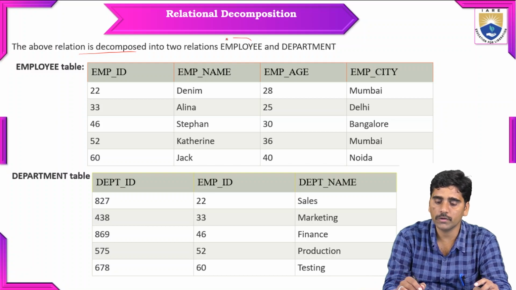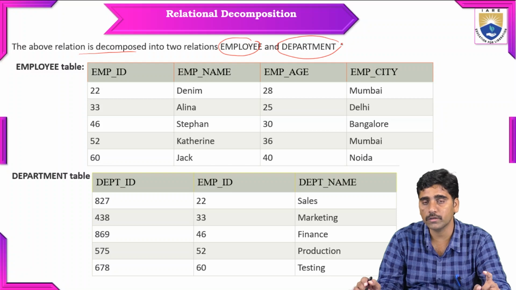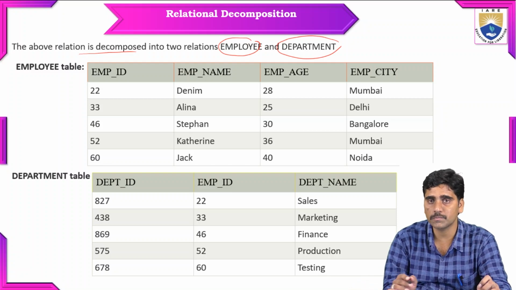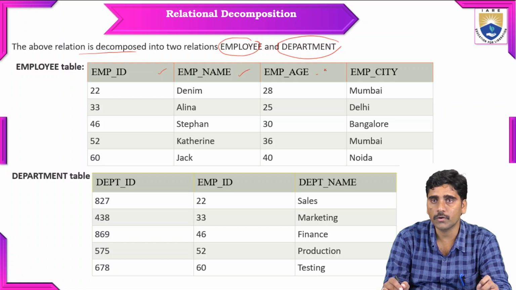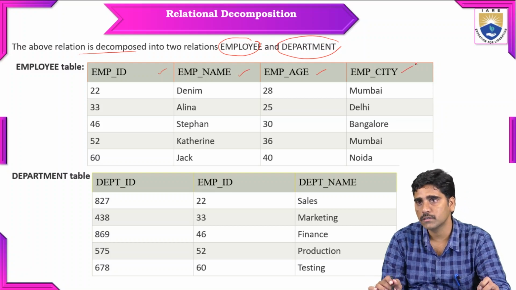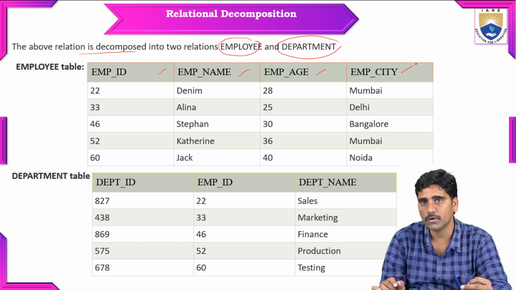One is the employee table, and the second one is the department table. So how is it split or divided? The employee table contains employee ID, employee name, employee age, and employee city.